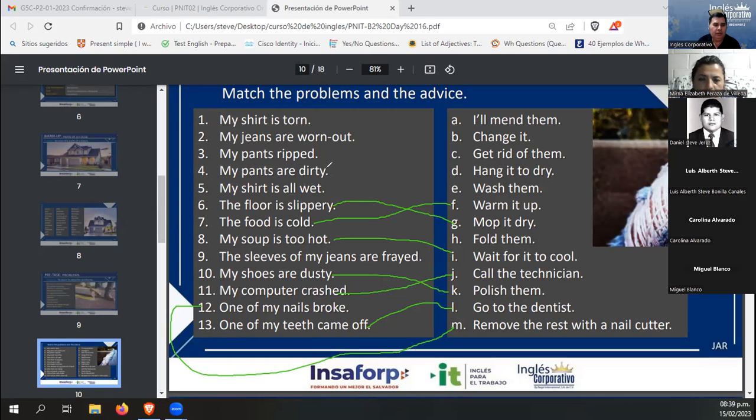My pants are dirty. Letter E. Wash them. Wash them. Lávalo. E. Sí. E. La night. Night. No, si nunca me ha hecho nada. Sería la night, letter A.